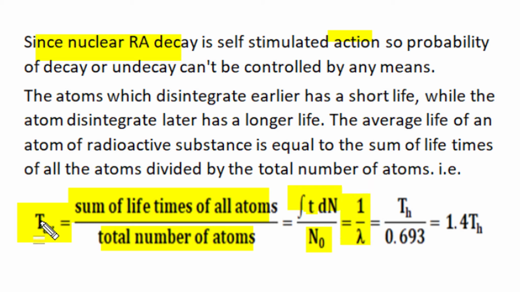So the average life or mean life of a radioactive substance is the inverse of the decay constant, and the product of decay constant and half-life is natural log 2, or 0.693. So average life is half-life divided by 0.693, or this ratio is 1.4 times half-life. So the average or mean life of a radioactive substance is 40% more than its half-life.